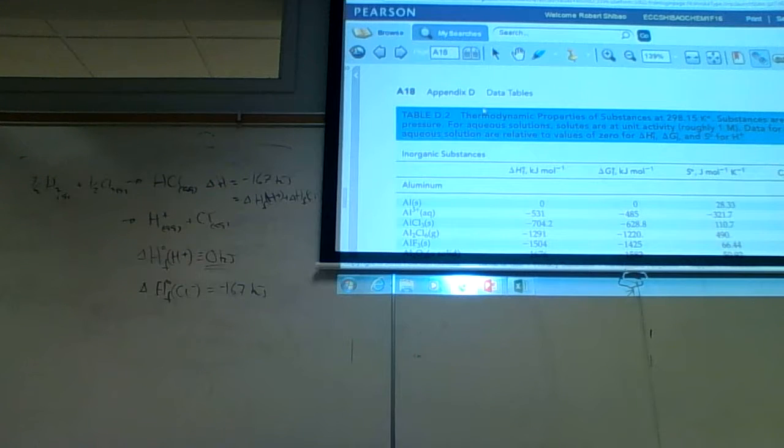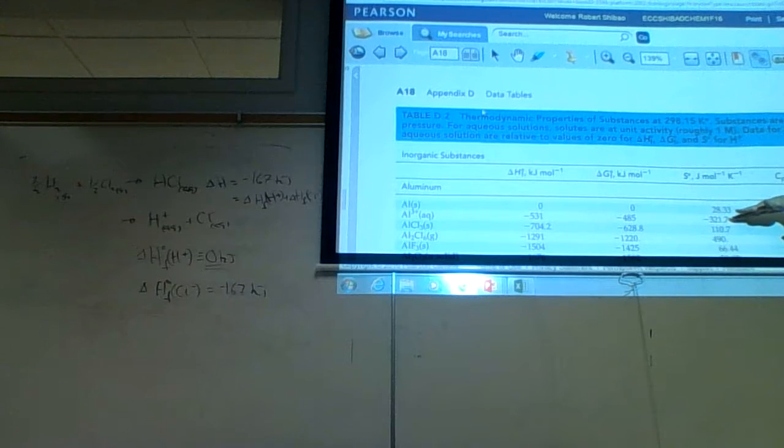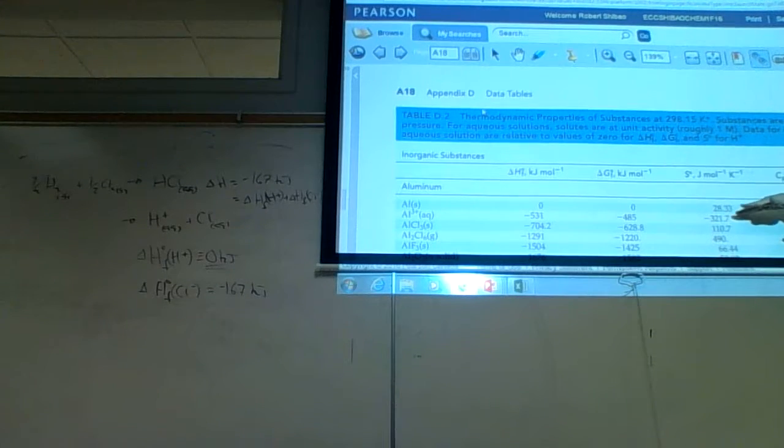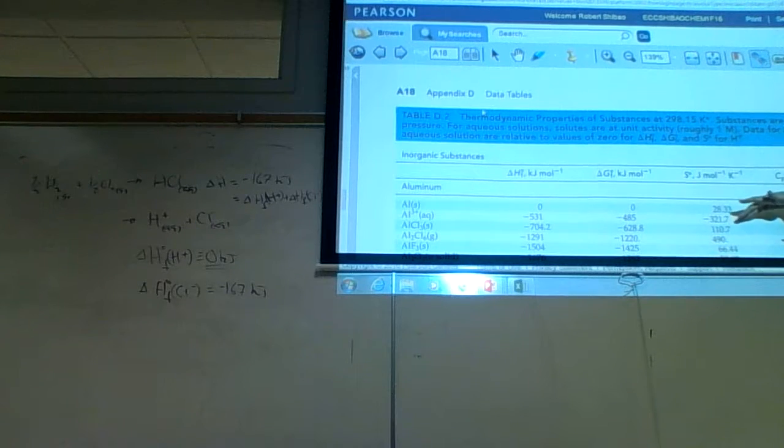So this is a question I ask all the time. Which one has a higher entropy? 28.33 or minus 321.7? Which one has a higher entropy? Well, you know what most people say on the multiple choice? They say 28.33 has a higher entropy. But then I say, no, that's wrong. Minus 321.7 is a higher entropy. And then you say, what? Why?